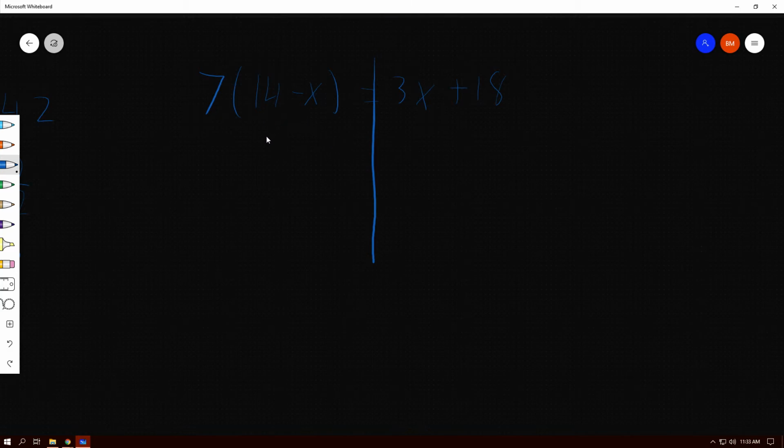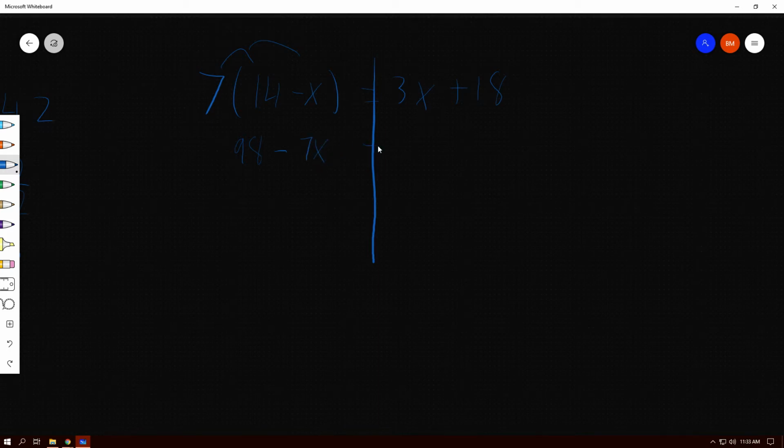I'm going to look at the left side by itself. Is there any way I can simplify this? Well, I have a 7 outside of a parentheses with no other sign, so it's just right next to the parentheses. I know that's multiplication, which means I can distribute this 7. Well, 7 times 14 is 98, and then we're going to have a negative 7x.